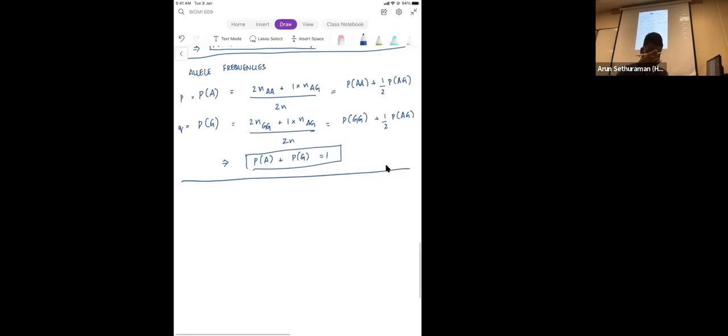So if I assume, let's say this is P, just for ease of nomenclature and making you all remember some of these concepts a little easier, let's say the frequency of the A allele, let's call it P. Frequency of the G allele, let's call it Q. So P plus Q is always equal to 1, right? In this case.